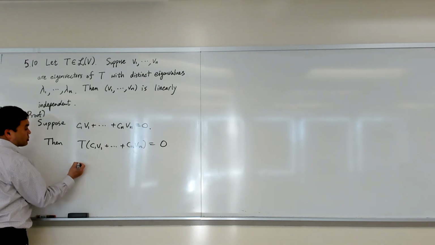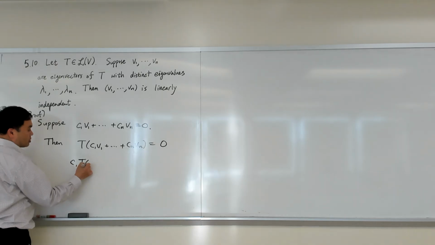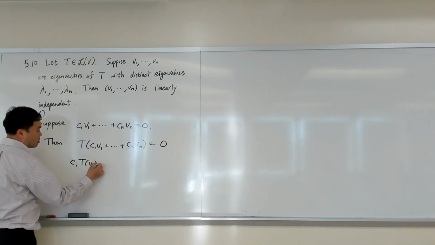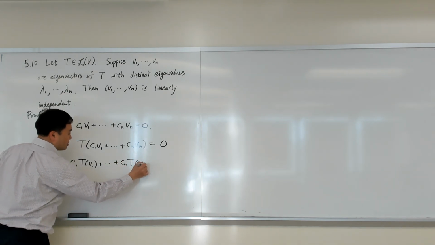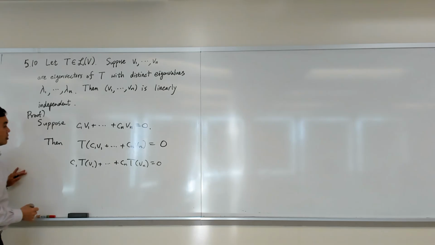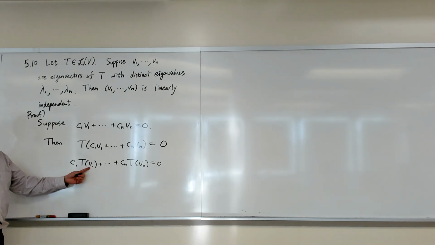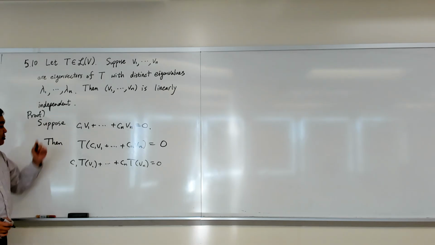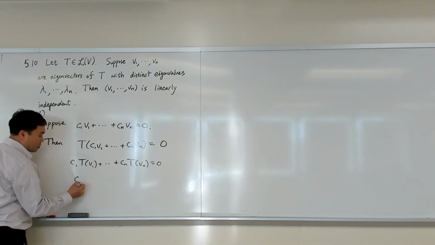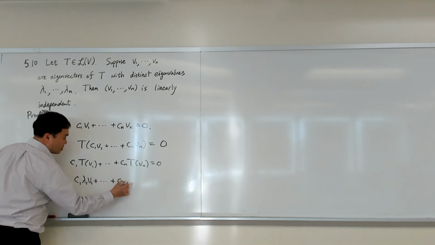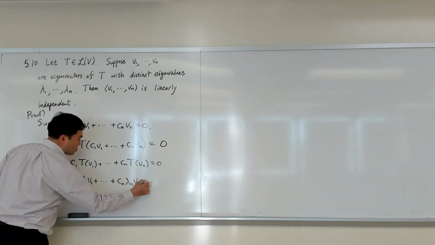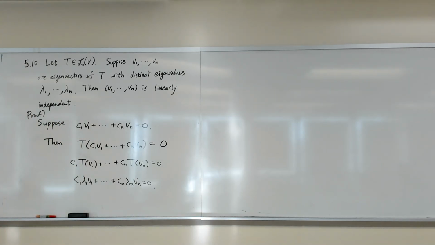And therefore, we have c1 T of v1 plus ... plus cn T of vn equal to 0. But then these are all eigenvectors with eigenvalues lambda 1 through lambda n, so you get c1 lambda 1 v1 plus ... plus cn lambda n vn equals 0. Okay?